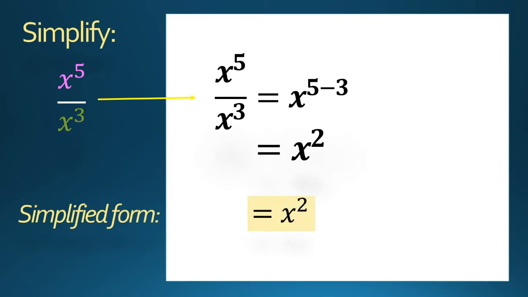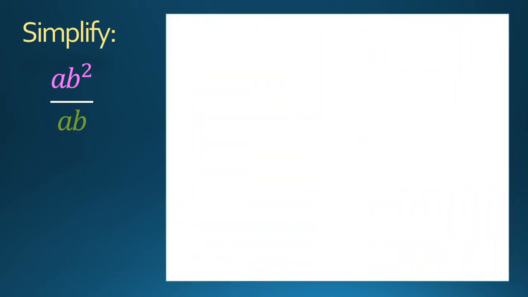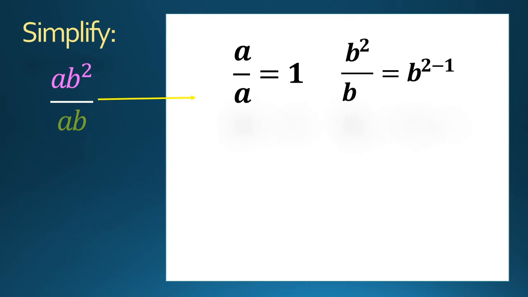Next given, simplify ab squared over ab. So this is similar to our first given, monomial by monomial. It just means that we will divide ab squared by ab. We are dividing the same variables. So a divided by a is equal to 1 since any number divided by itself is 1. Next, using the law of exponents again, the law of quotients, b squared divided by b will become b raised to 2 minus 1.